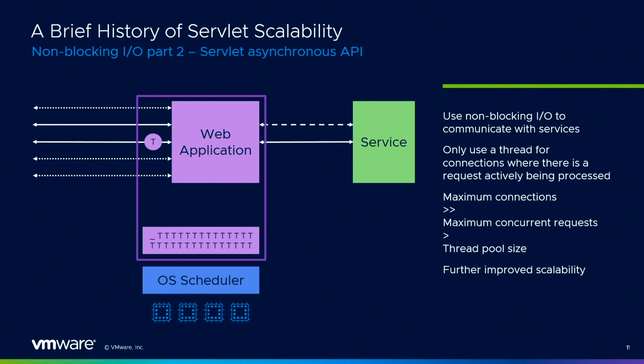So now what we've got is that our maximum connections are still way, way bigger than our maximum concurrent requests. But now our maximum concurrent requests can be bigger than the thread pool size. And how much bigger depends essentially on how much time your app spends talking to external services. If it does it a lot, your concurrent requests can be quite a lot bigger than the thread pool size. If it only does a little bit, you'll only get a little bit of an advantage.